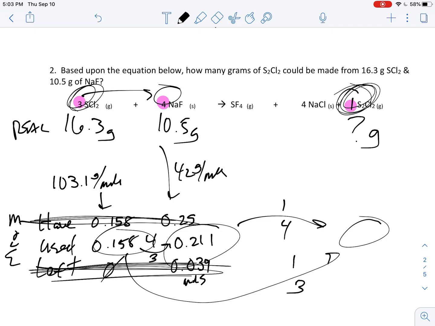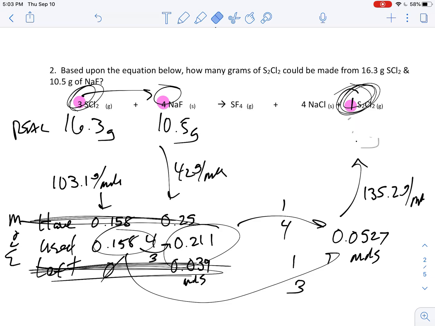Whether I take 1/4 of 0.211 or 1/3 of the 0.158, I should end up with an answer over here in moles of, give or take, 0.0527 moles. And now I want to come back up to the real world problem. And this stuff here weighs 135.2 grams per mole. And so you should end up somewhere in the vicinity of about 7.13 grams.